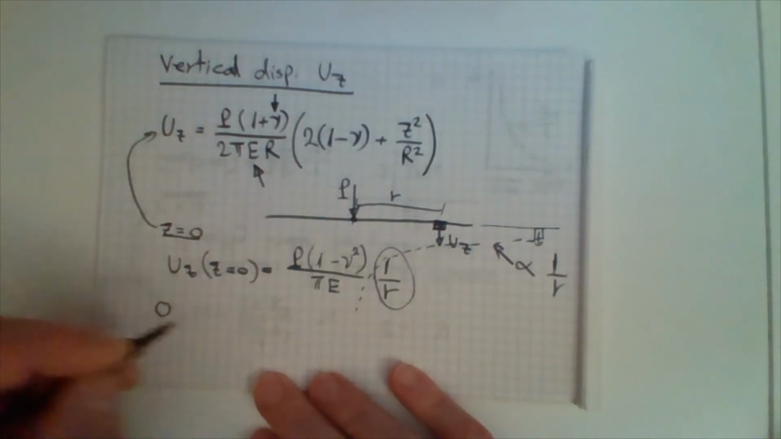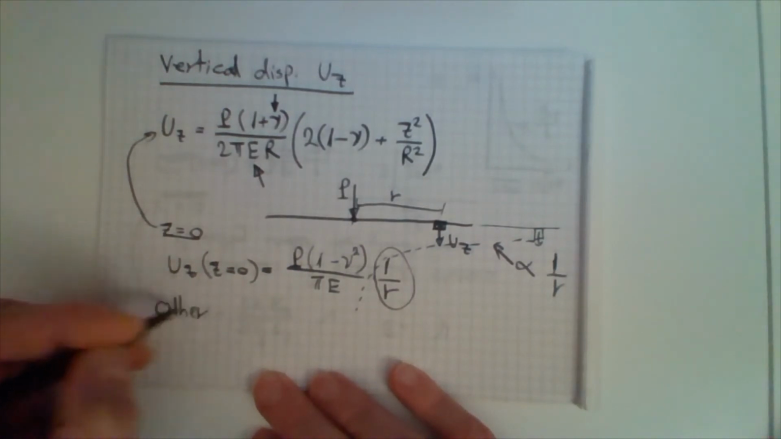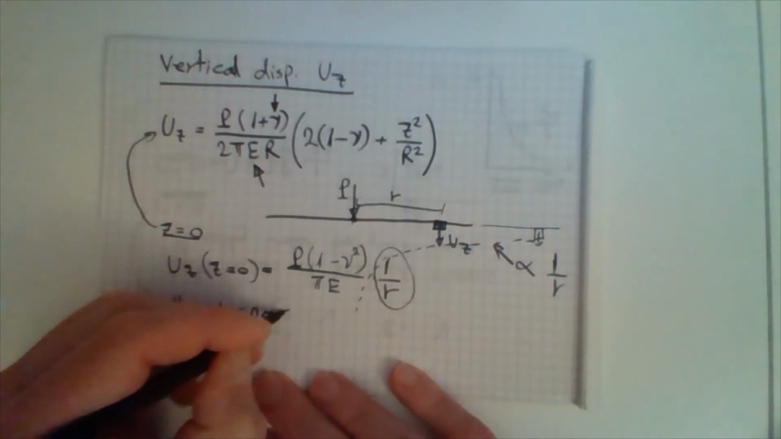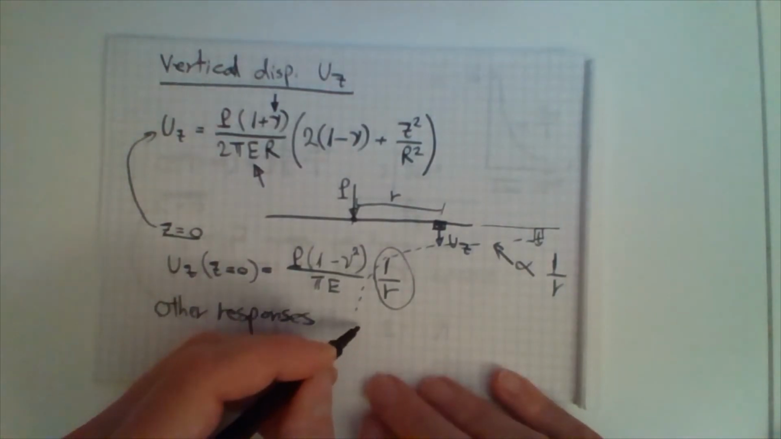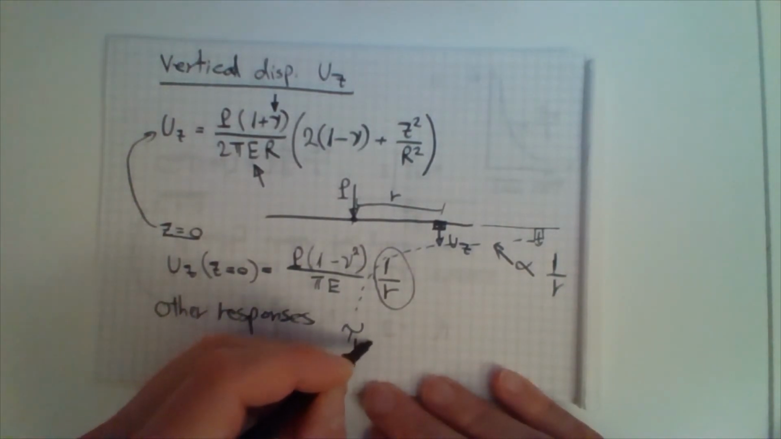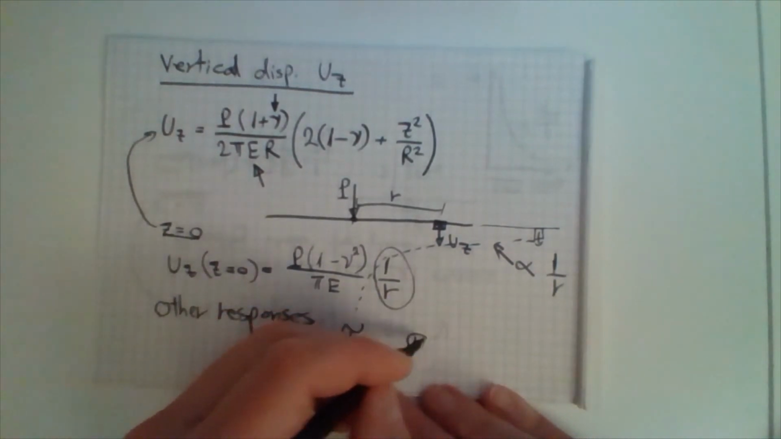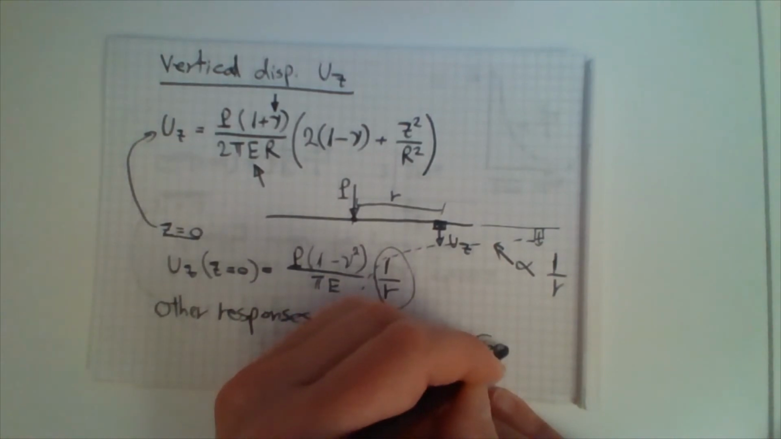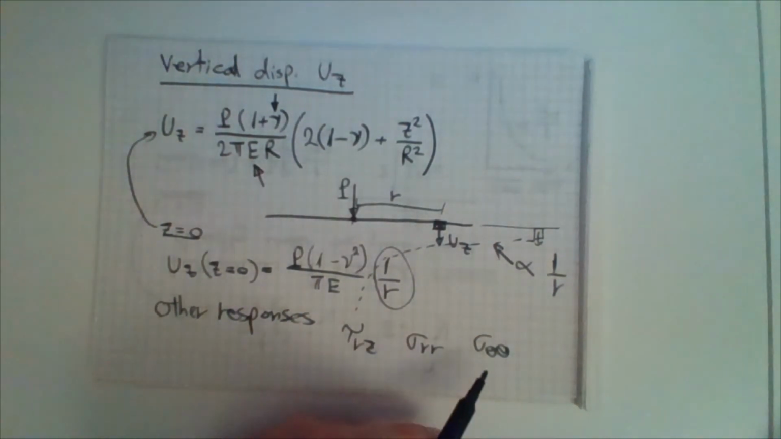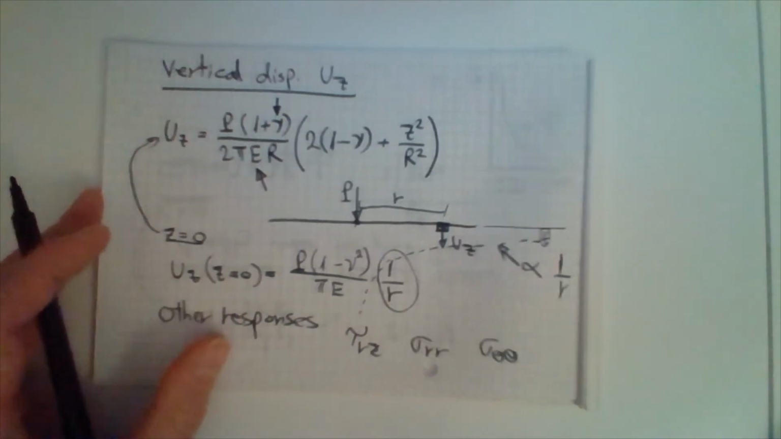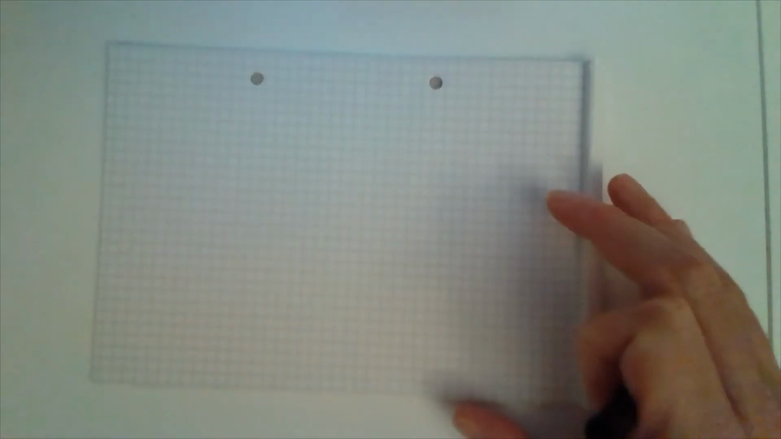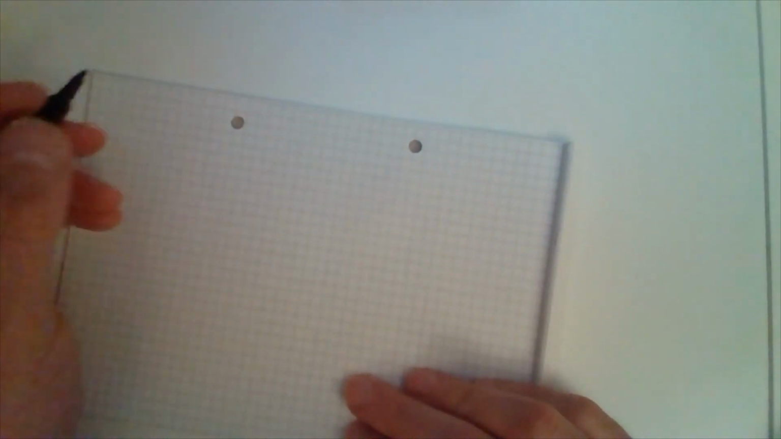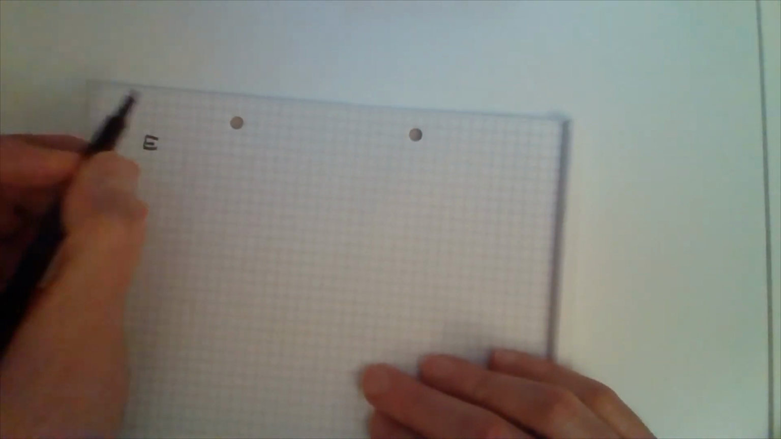You can find all other responses. For example, the value of shear, tau rz. We can find the value of stress in the radial direction, and we can also find the value of stress in the theta direction. So yes, there are no displacements in the theta direction, but there are stresses in the theta direction.